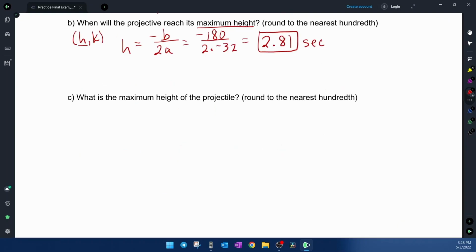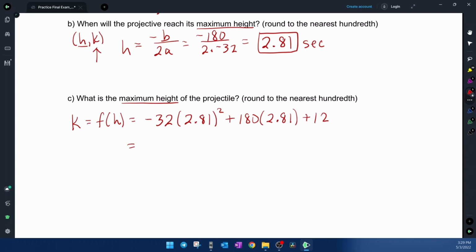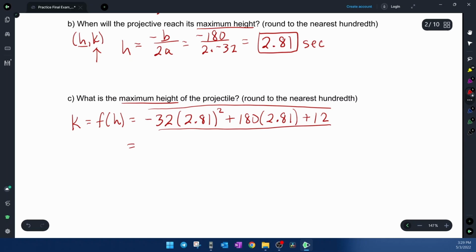Part C, what is the maximum height? Well, now we're talking about k. What is the maximum height? That is the y coordinate of the vertex. And we know that k is simply f of h. So we need to plug in the 2.81 from the previous step into our function and work it out. All right, so here I have written the function with every t replaced with the x coordinate of the vertex.